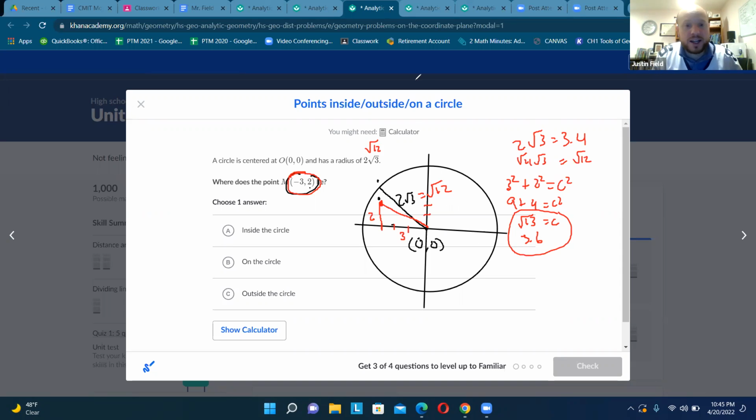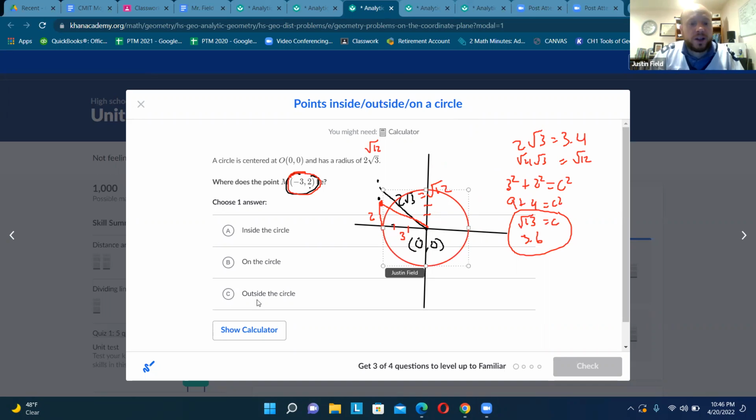So that means that actually my circle is way wrong. The circle that I should draw needs to be smaller, because it looks like that point is outside the circle. So 2 root 3 must be something like that. Let me just show you.